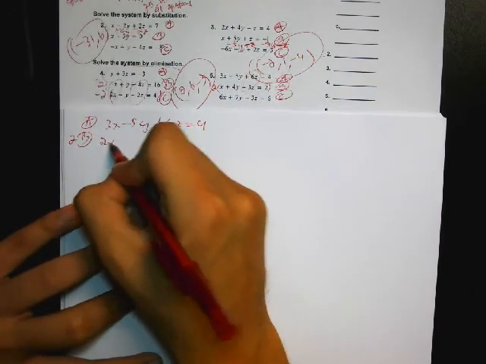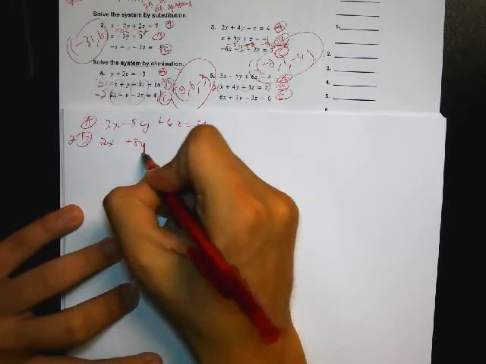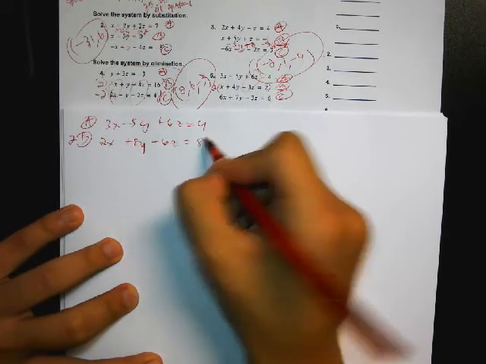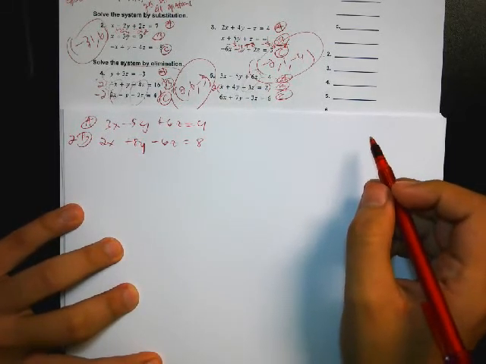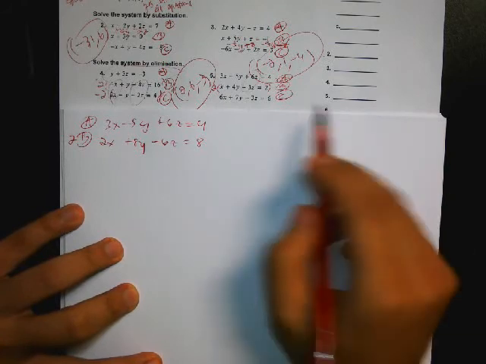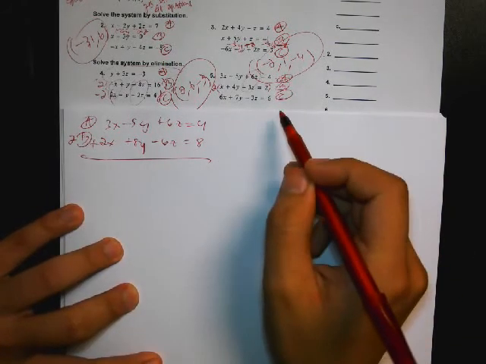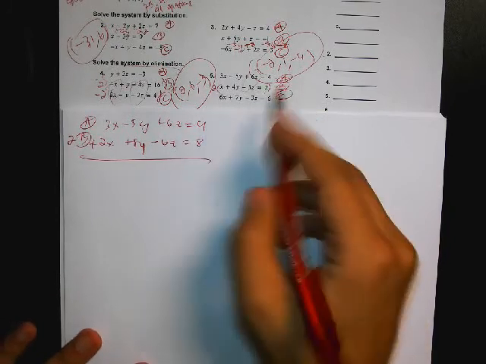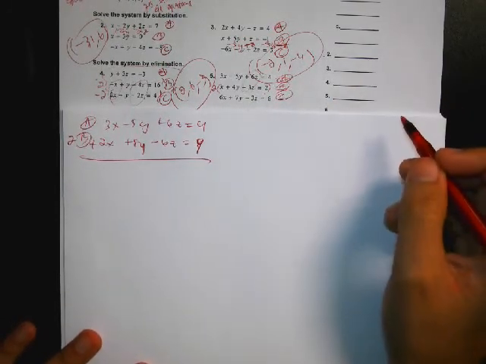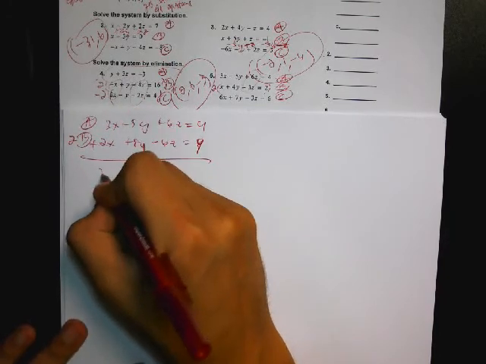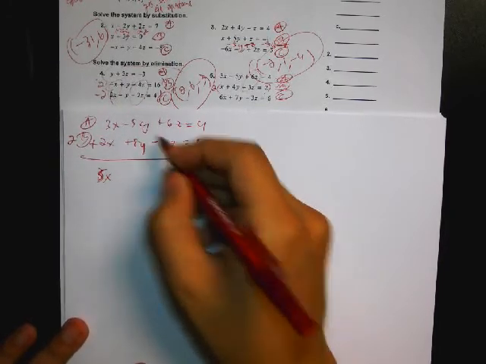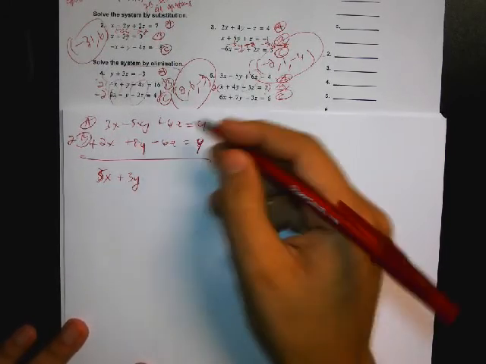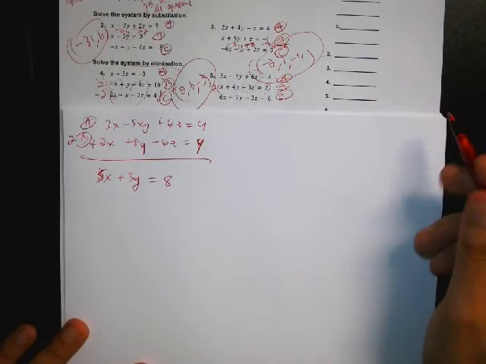Multiply that one by 2, it's 2x plus 8y minus 6z equals 8. Go ahead and add those two things together. Oh, 2 times 2 is 4. That should be 4. 3x plus 2x is 5x, plus 3y. These two cancel out, equals 8.